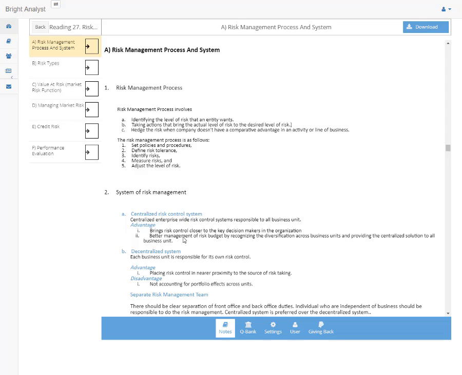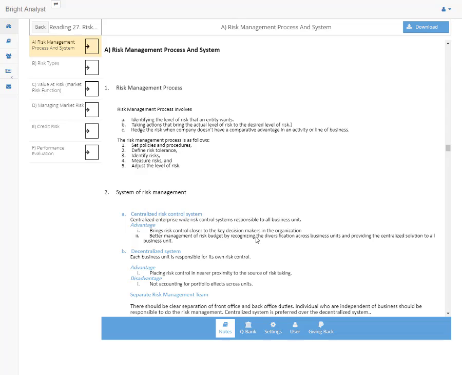It brings risk control closer to the key decision makers of the organization by centralizing it, and allows better management of the risk budget by recognizing diversification across business units and providing centralization to all units, as I said.